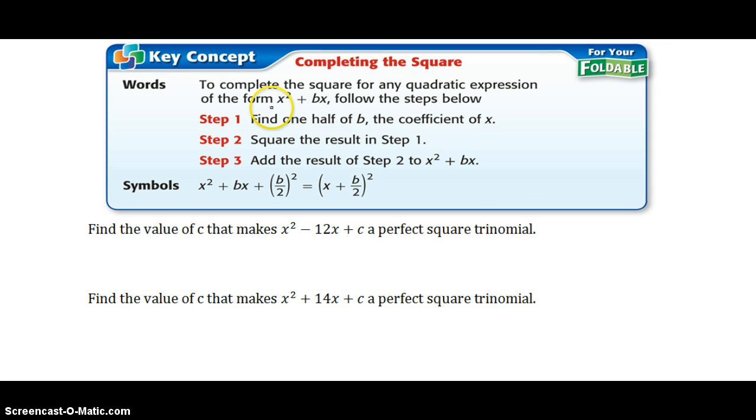So here are the first 2 terms of a trinomial. We have an x squared and we have a bx. By the way, your lead coefficient always needs to be 1, so if it's not a 1, you need to divide everything by the number in front of x squared. We might have had a little extra step there. Make sure your lead coefficient is 1. Step number 2, I'm going to call it, is to look for your b term and take half of b. So we're going to say b over 2, the coefficient of x divided by 2.